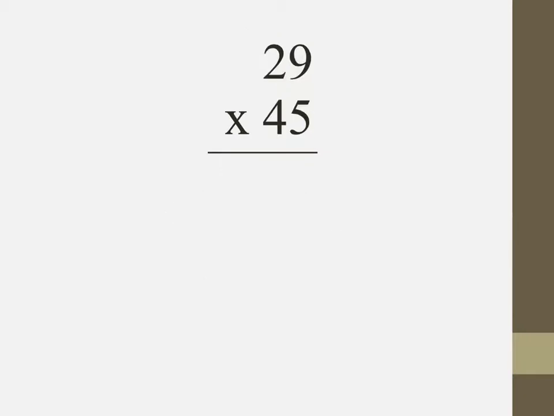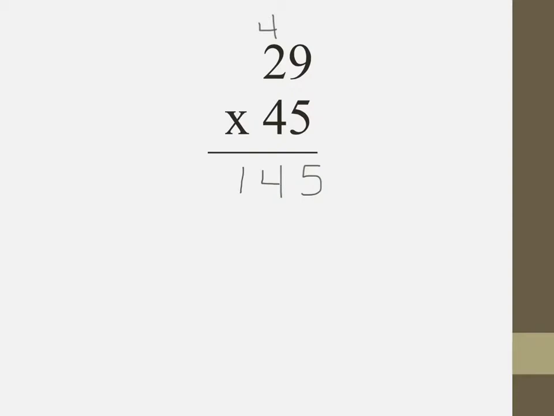Now I'm going to give you a problem to solve, and then you'll come back and you can see how I solve it. Press pause, and then when you're done, push play again. How'd you do? First thing we have to do is 5 times 9, which is 45. Then 5 times 2, which is 10, plus 4, 14.